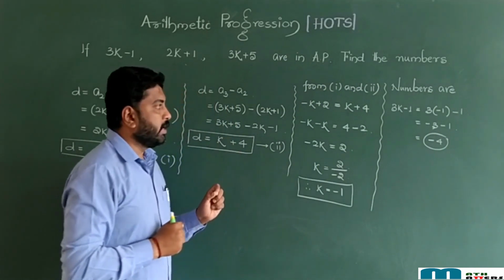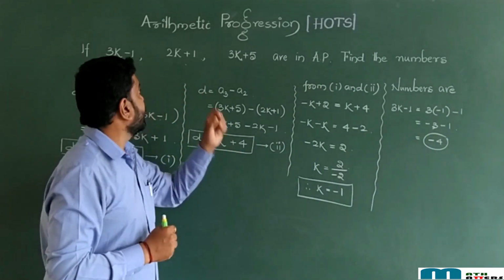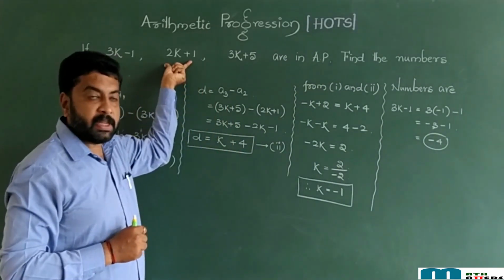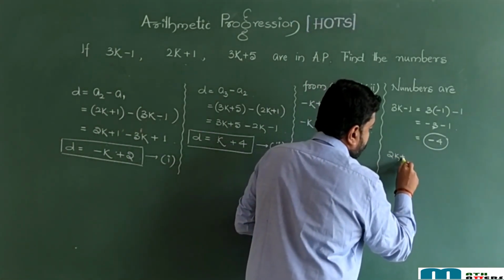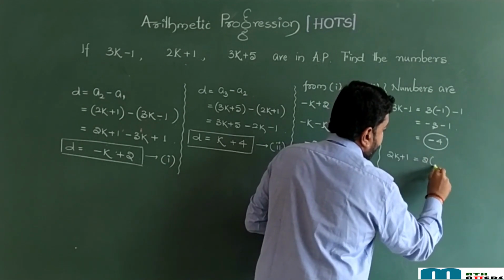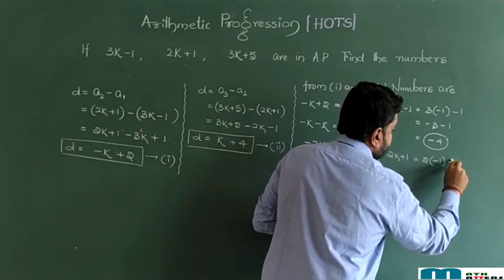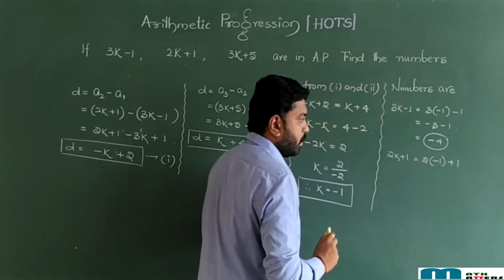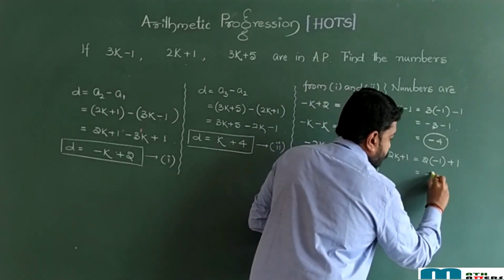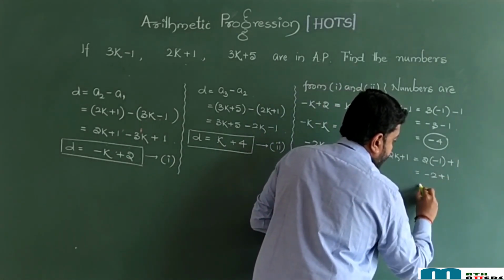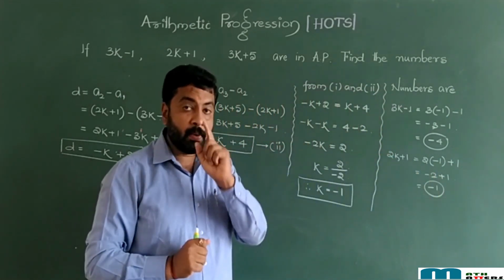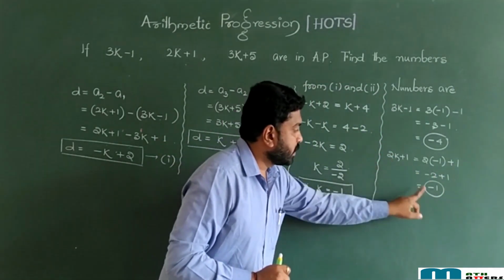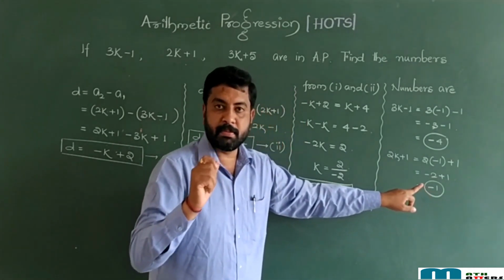Now I want to calculate the second number. To calculate the second number, I take this 2k plus 1. So 2k plus 1, 2 times the k value, which is minus 1, plus 1. Now I can say minus 2 plus 1, therefore it is minus 1. Now I got the value of the second term. The second term is minus 1.